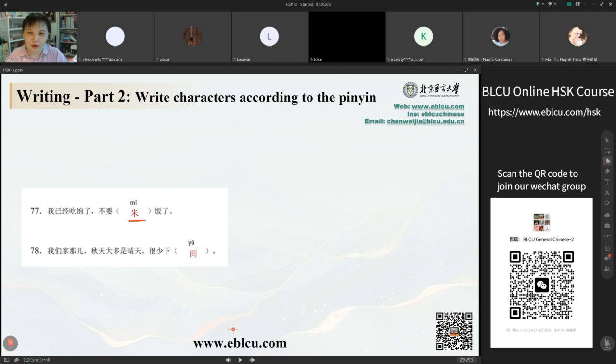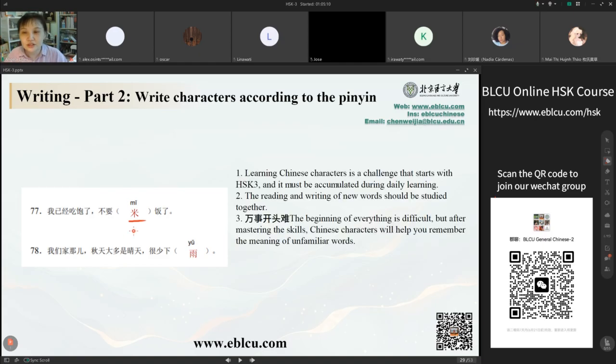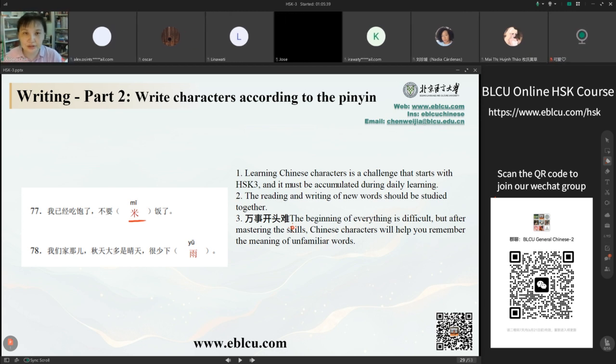You won't get the score for this part. For this part, or for the whole HSK3 test, learning Chinese characters is very important. I know it's a challenge for a lot of students, because HSK 1 and 2 don't require you to read or write Chinese characters. But starting from HSK 3, all of the test paper will just use Chinese characters.